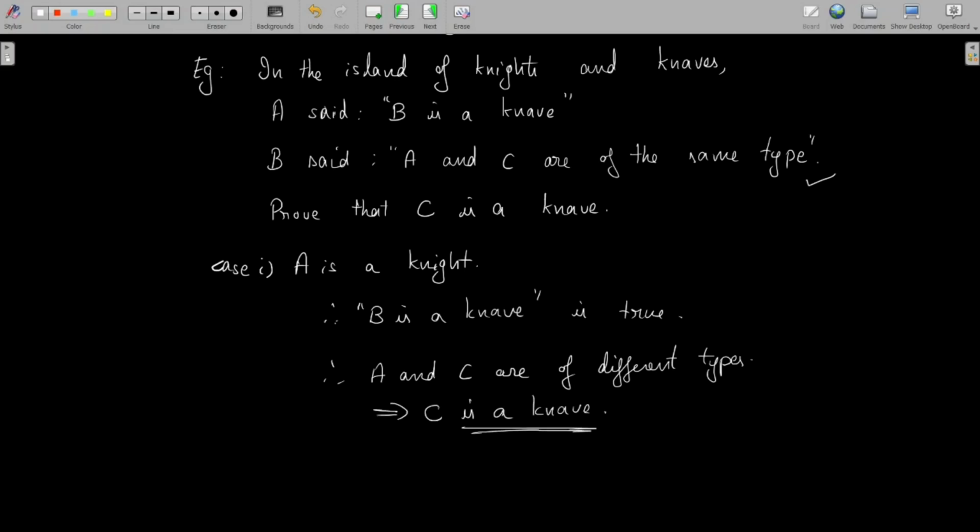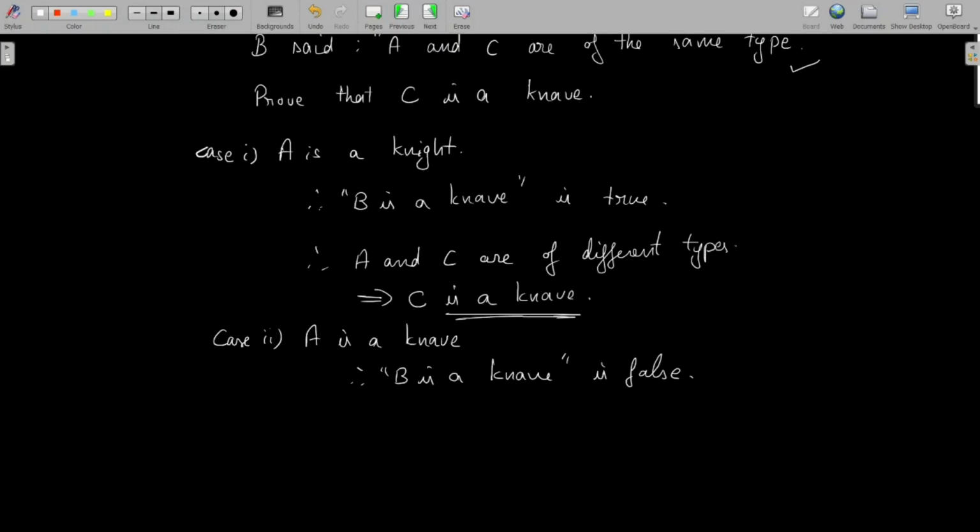So using the proof by cases, in the first case, if A is a knight, then we showed that C is a knave. So we have to consider the second case also. Case 2 is A is a knave. If A is a knave, his statement is always false. What is his statement? A said B is a knave. Therefore, B is a knave is false. Since B is a knave is false, this implies B is a knight.